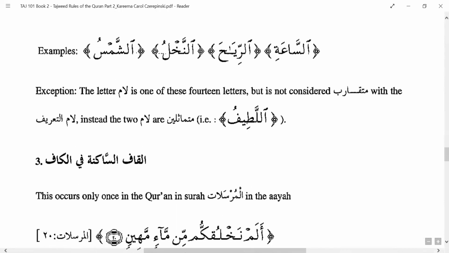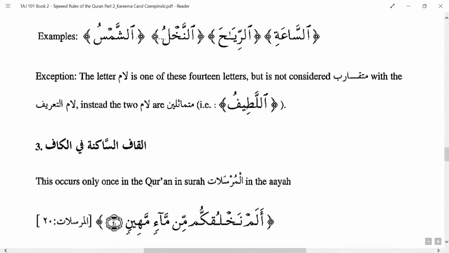Now, the exception to these 14 letters, but it is not considered under mutaqarib, is the lam itself, which should come with lam, because they will not come under this category because they're the same letter, so they fall under mutamathilan. Like al-latifu, you have al and then lam. Okay, al is lam sukun and then lam haraka.